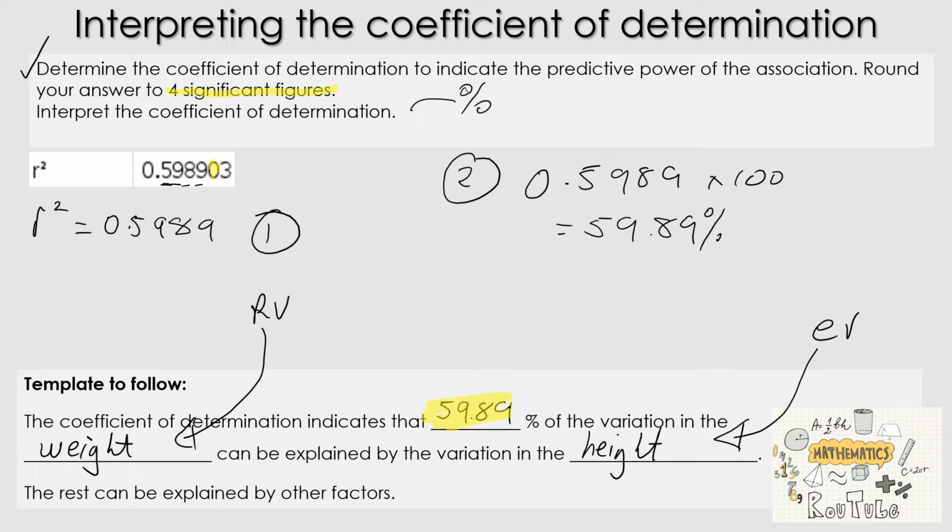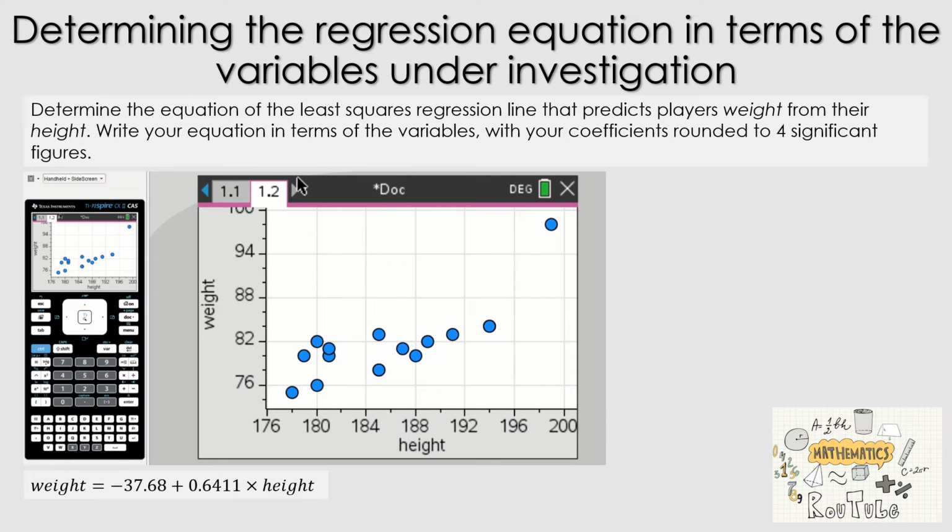Not only to find the coefficient of determination, but most importantly to interpret it. All right, now let's use our scatter plot to determine the equation of the least squares regression line that predicts players' weight from their height.